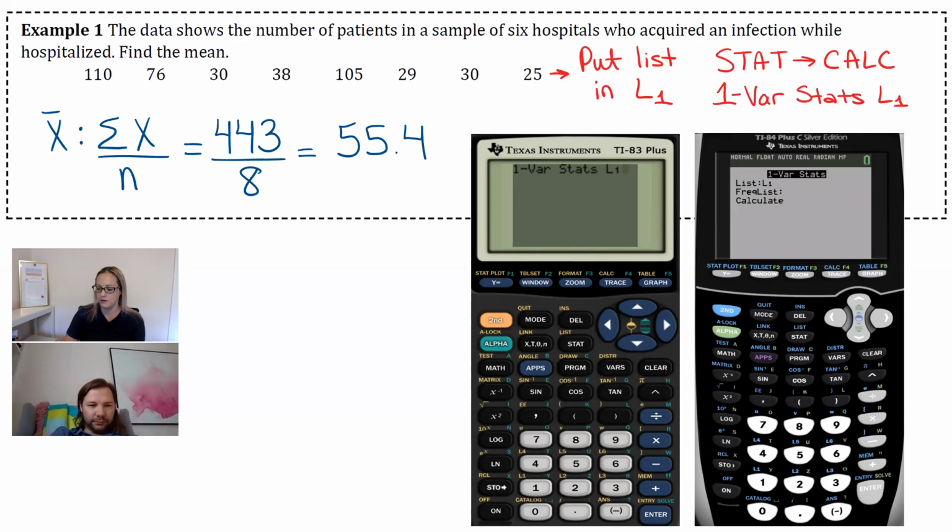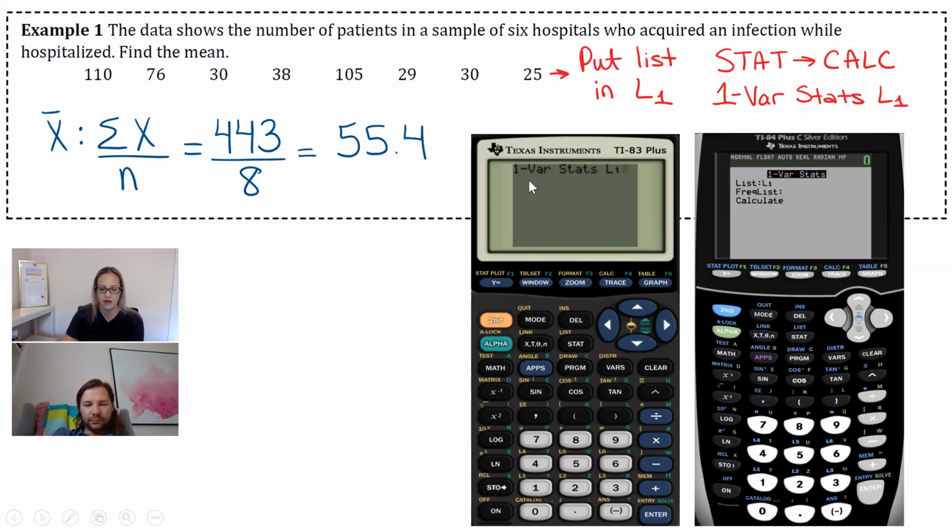So your cursor will already be there. It's called one variable statistics, or 1-Var Stats. So just click enter on that. And then depending on the calculator that you're using, you're going to see one of 2 inputs here.